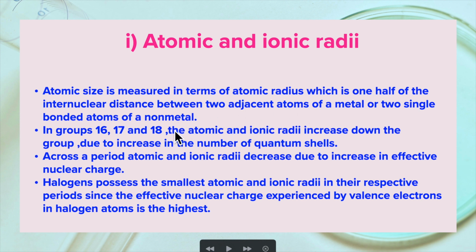And for non-metals like gaseous substances which are covalently bonded with each other, it is half of the distance between the bonded atoms, the internuclear distance. Or simply you can say it is the distance between the nucleus and the outermost shell of the atom. Remember, the simple definition of atomic radius is the distance between the center of the nucleus and the outermost shell of electrons.